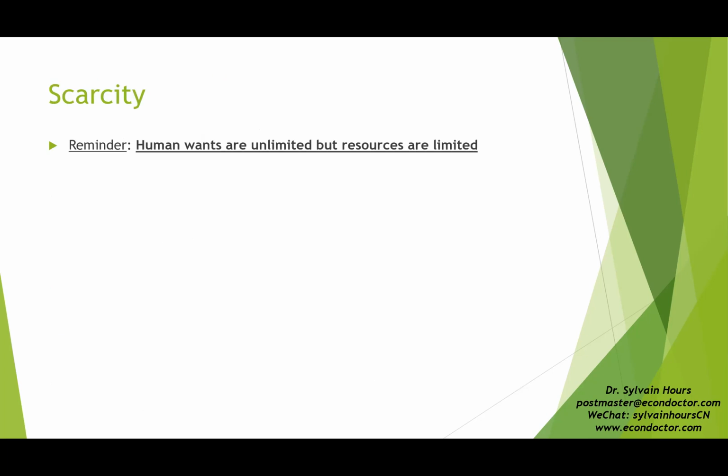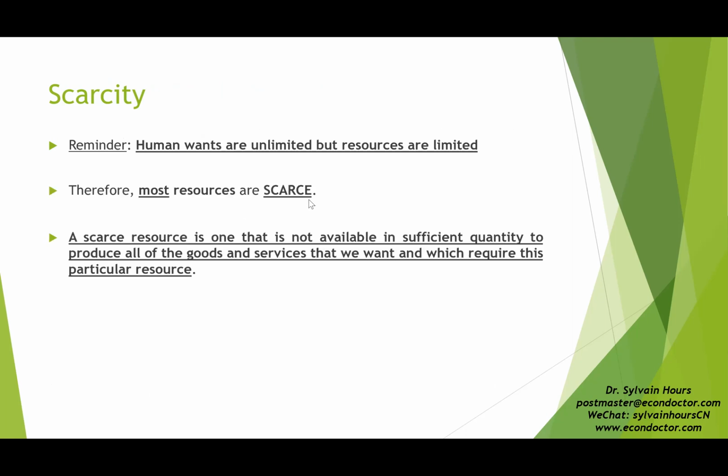So you can just summarize. All right, we know that we have unlimited wants but limited resources. The consequence is that resources are scarce. That's a very important keyword. And again, keep it simple. This just means that we don't have enough. And this is the difference between something being limited and something being scarce. Okay, the meaning is different.